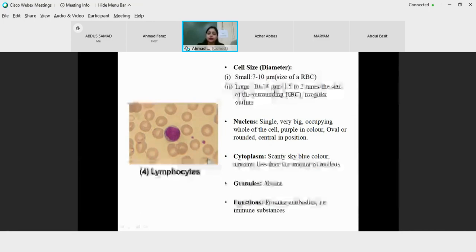to 14 micrometer in diameter. That was of the same size as that of eosinophil, basophil, and neutrophil. But the small lymphocyte is much smaller than them. It is similar to the size of the RBC.